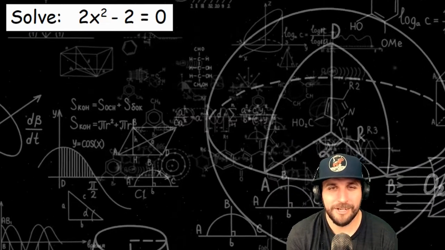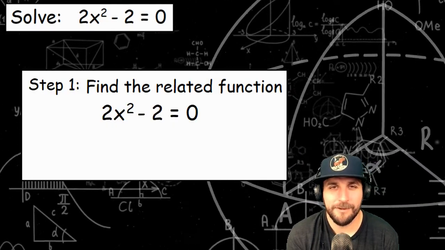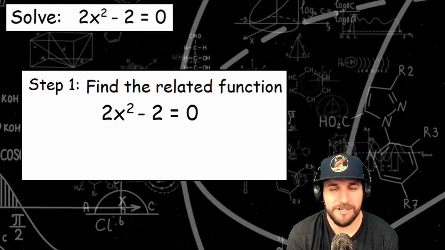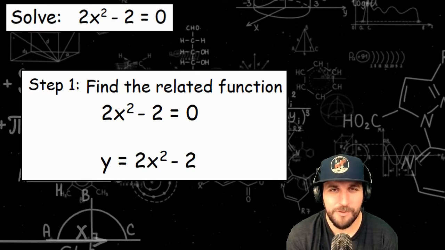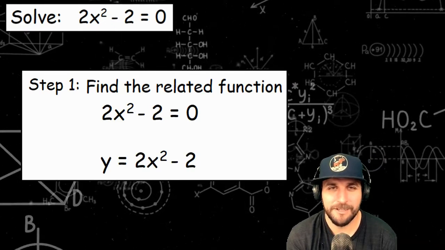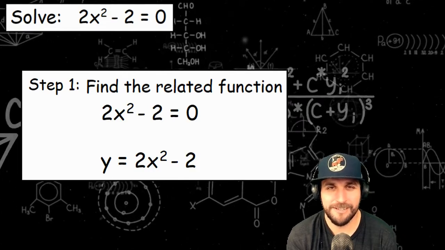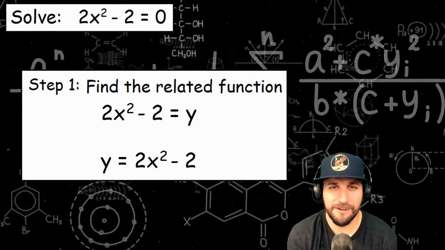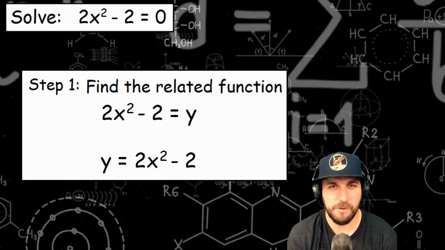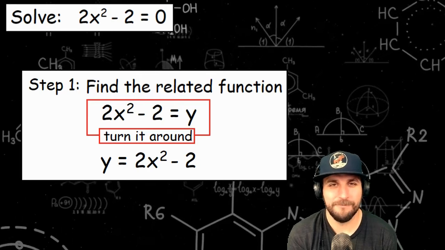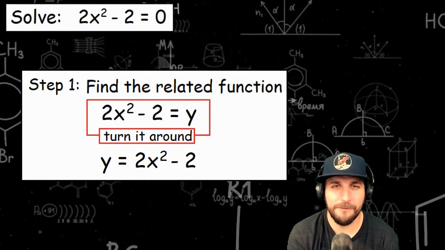Next we want to write the related function. The related function to this equation would be y equals 2x squared minus 2. To write the related function, after it's written in standard form, we just replace 0 with y, and I like it to be y equals, not equals y, so y equals 2x squared minus 2.